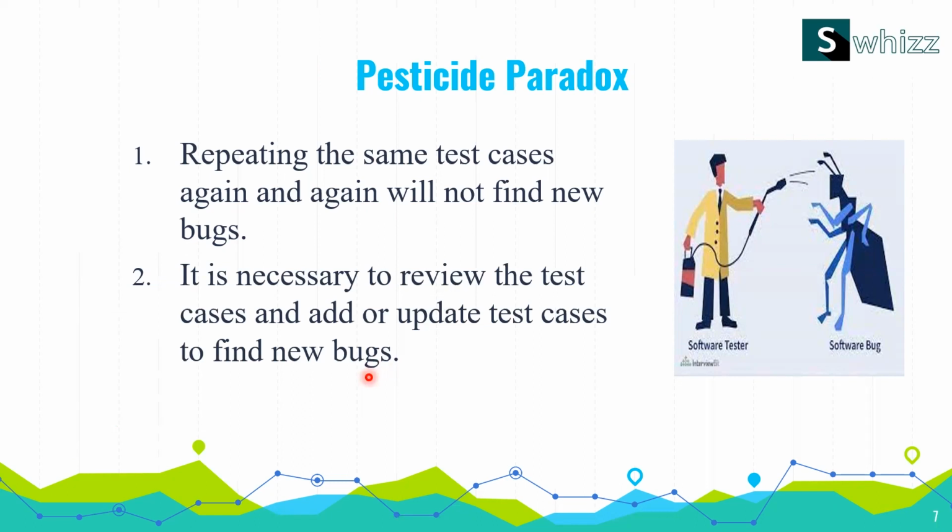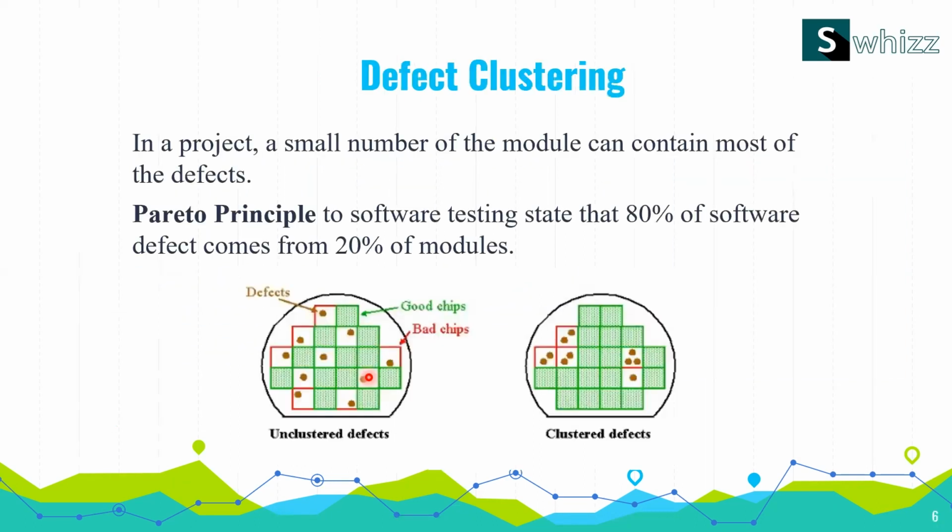These are the two important testing principles: defect clustering and the pesticide paradox. Defect clustering is followed by the Pareto principle. Just focus on what the Pareto principle is: it talks about the 80 and 20 formula. We have almost 7 testing principles.